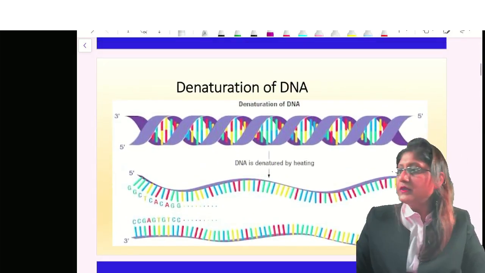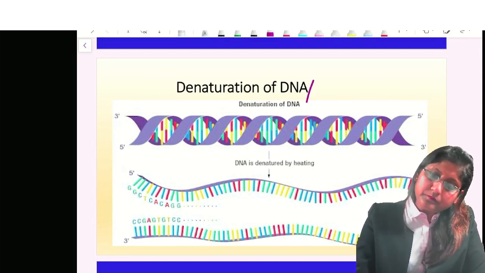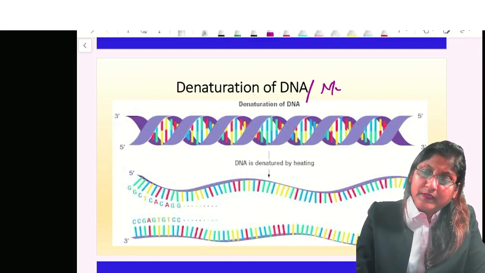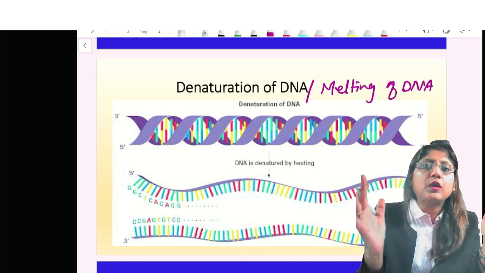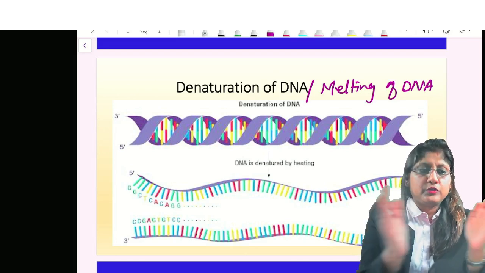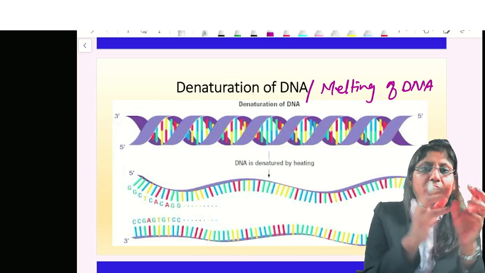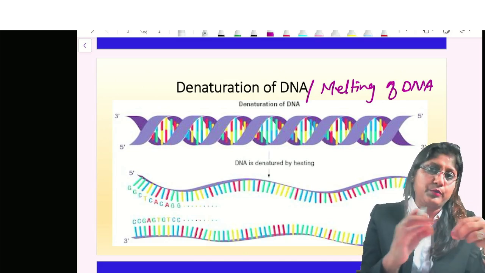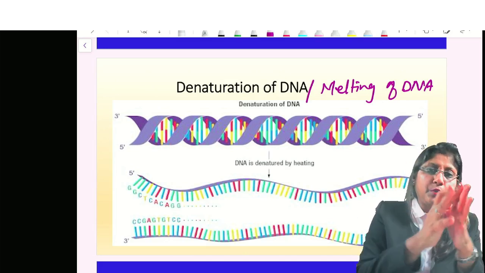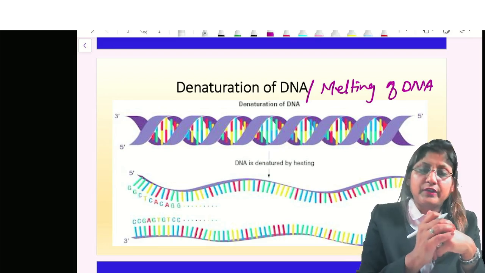Okay, now coming to this next interesting topic, that's called denaturation of the DNA. What is denaturation? What is the other name for this? It's called melting of DNA. When you separate both the strands of the DNA, it's called melting. Generally, two strands of the DNA are approximated to each other, and the bond which is forcing them to get approximated is the hydrogen bond. So when you break the hydrogen bond, the DNA goes apart. And this is called denaturation or melting of DNA.